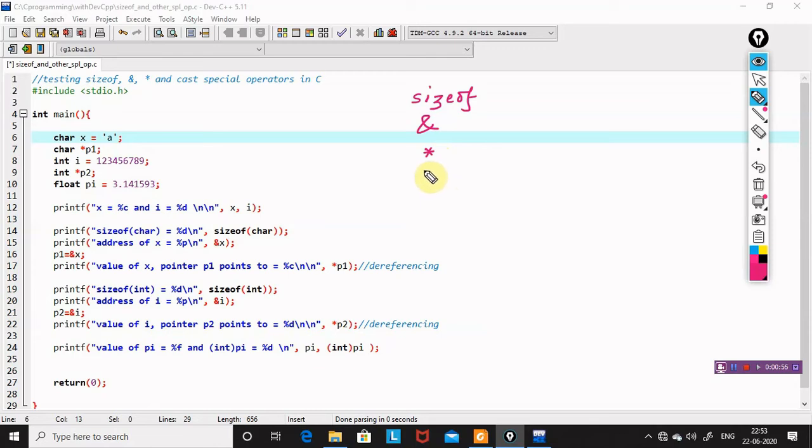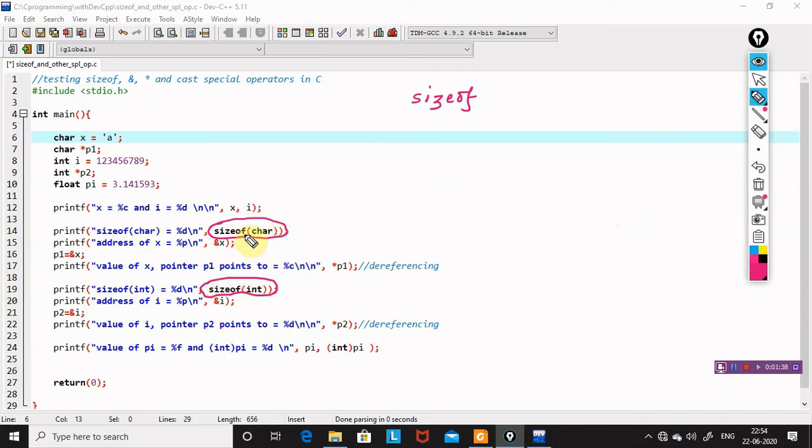And finally, the last special operator that we would be discussing is the cast operator. So these are the 4 operators which we will try to discuss and rather understand, taking help from this program which I have already written for you. So let us take them up one by one. The first is the sizeof operator. Now we have used the sizeof operator in this program over here and over here.